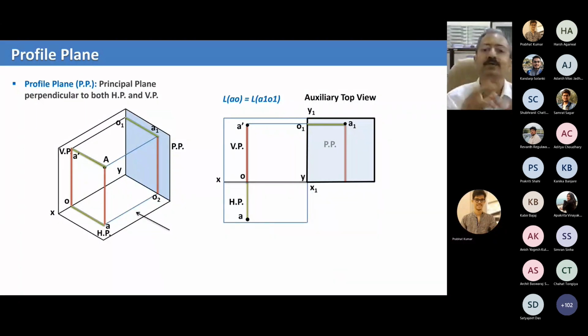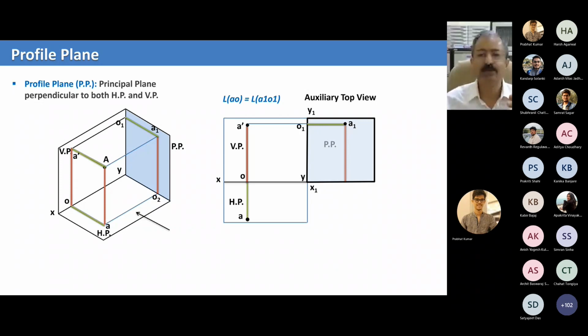And if you remember, in the beginning I said there are three principal planes, right? And the third principal plane is called a profile plane. But let us treat the profile plane as a special case of an auxiliary plane, just for fun. And you can call it a profile plane, which is at 90 degrees to the horizontal plane. In other words, it's an inclined plane.